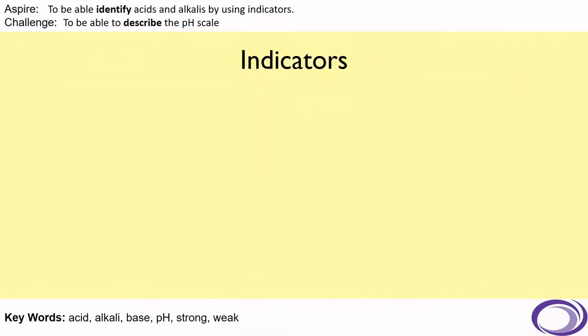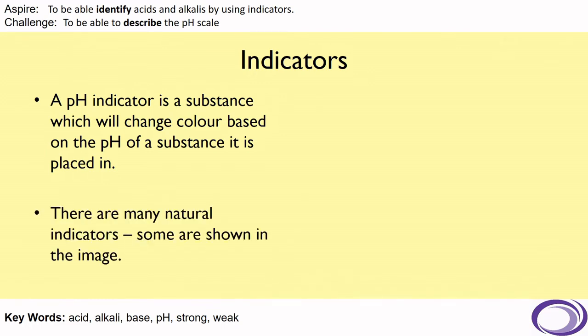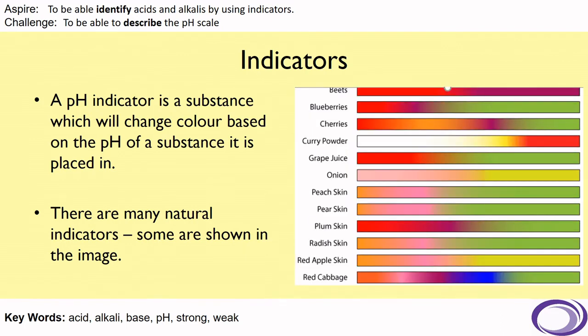Now it's time for us to have a little look at some other examples of indicators. Now an indicator is a substance that will change colour based on the pH of a substance it has been placed in. Now up until this point we have referred to universal indicator, but there are actually many different examples of indicators and some of them are natural. So in the image on the screen at the moment you can see some examples of natural indicators. So these are substances that will change colour if you place them into an acid or an alkali.